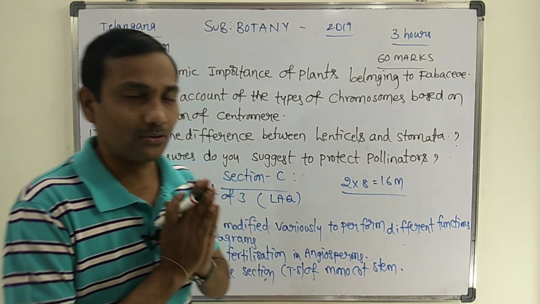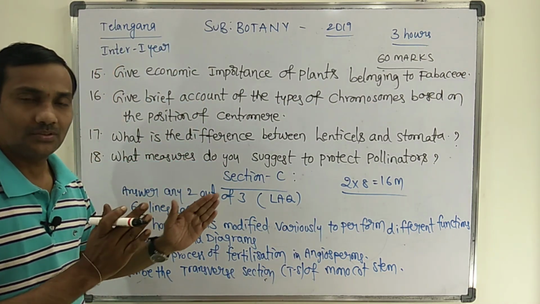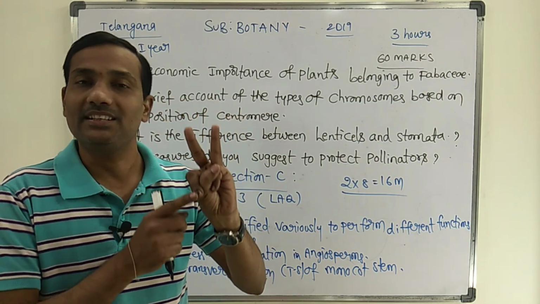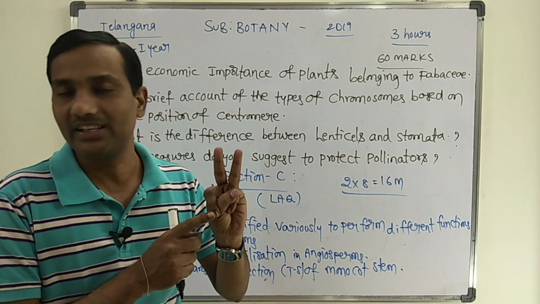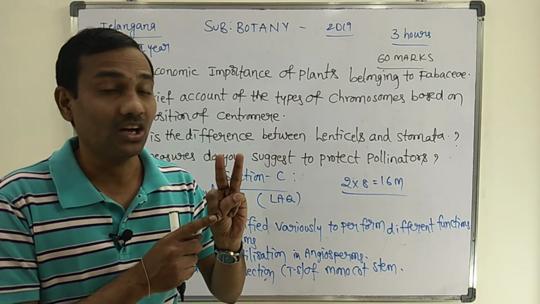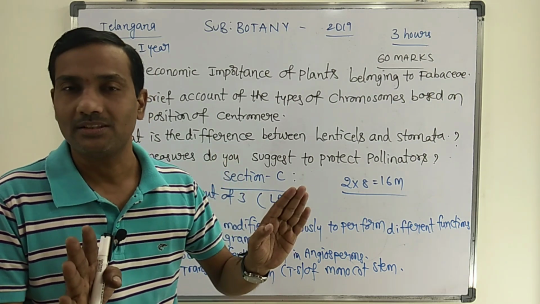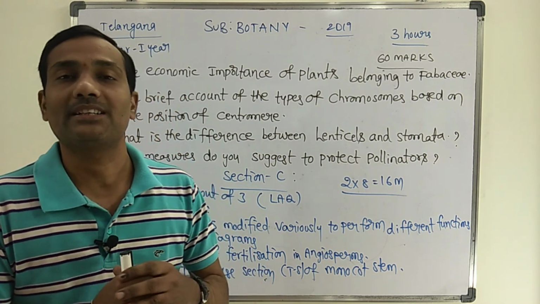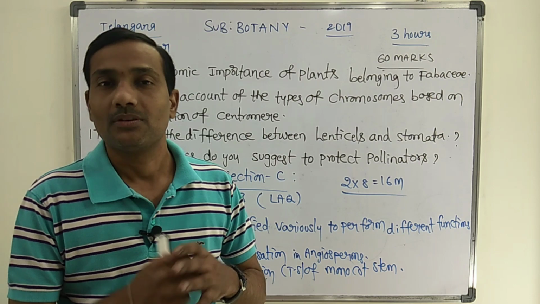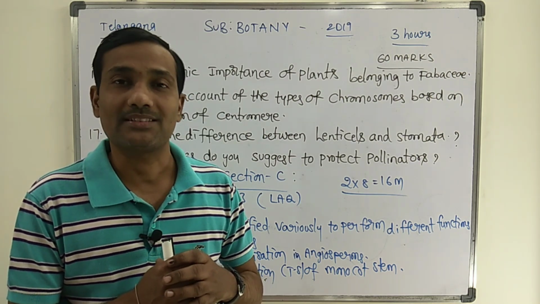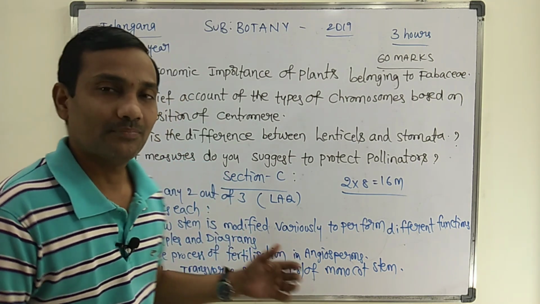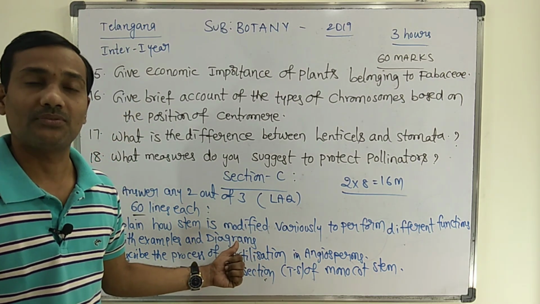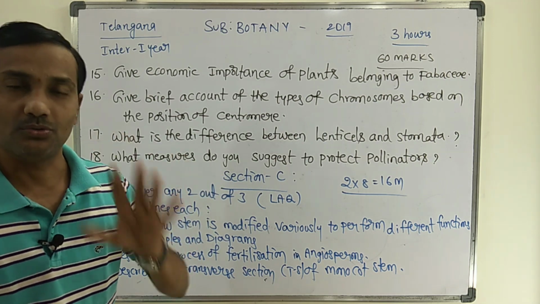Once you see the whole question paper, there will be 3 sections. Section A has 10 very short answer questions, with no choice. Section B has 8 questions, and you have to write any 6; each question carries 4 marks. Section C has 3 long answer questions, and out of 3 you have to write any 2.